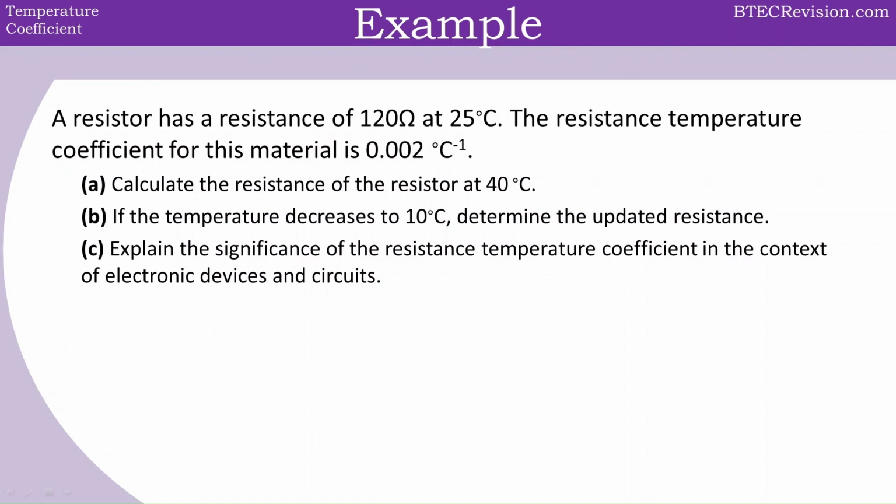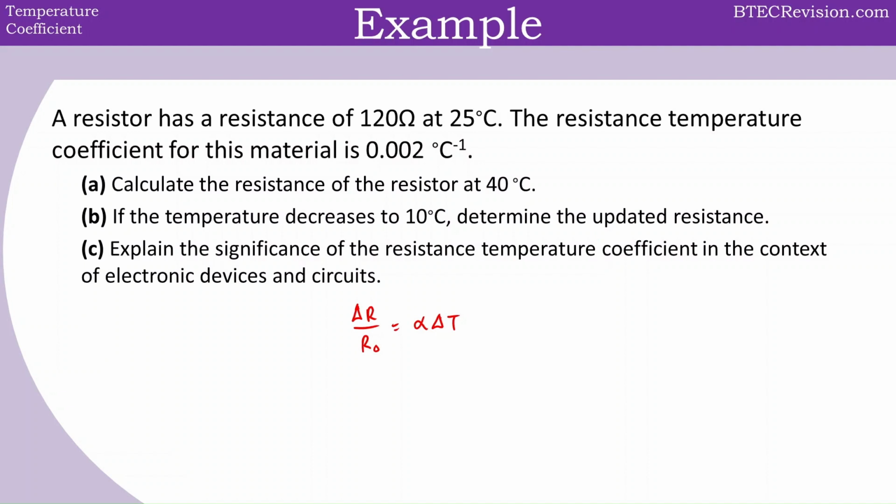Now, let's look at an example. A resistor has a resistance of 120 ohms at 25 degrees Celsius. The resistance temperature coefficient for this material is 0.002 per degree Celsius. Calculate the resistance of the resistor at 40 degrees Celsius. You can start by writing down our equation: delta R divided by R naught is equal to alpha delta temperature.